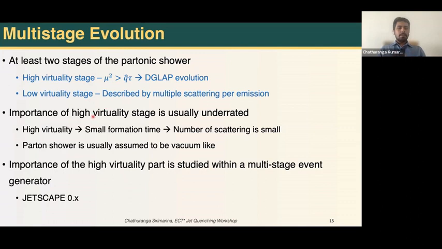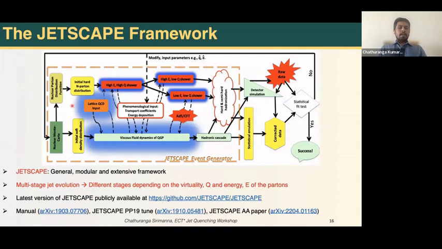Usually, the importance of the high virtuality stage is underrated. The main reason is that at high virtuality, formation time is small. Therefore, the number of scatterings is also small, and the parton shower is usually assumed to be vacuum-like. In this study, we study the importance of the high virtuality part within a multi-stage event generator. Here we use JETSCAPE as a multi-stage event generator. JETSCAPE is a general, modular and extensible framework that can be used to simulate high energy collisions, and here we can use multi-stage evolution using different stages depending on the virtuality and energy.